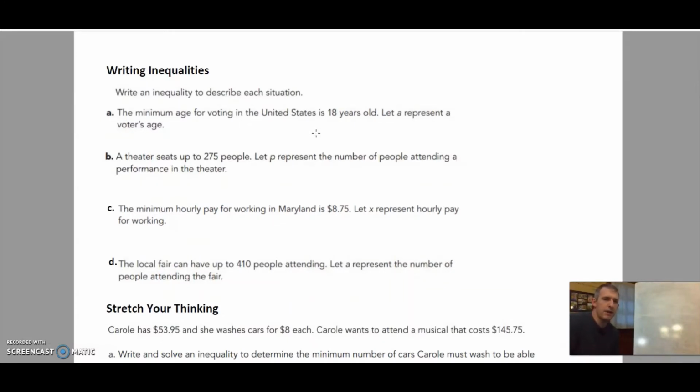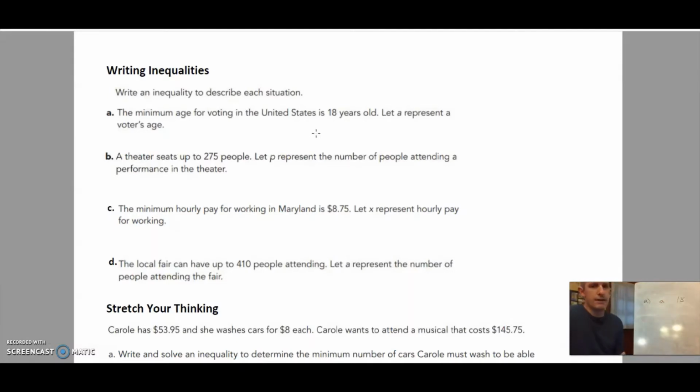Okay, the minimum age for voting in the United States is 18 years old. Let A represent a voter's age. So we know that we're going to have an A, and we're going to have the number 18. I'm thinking through why I knew that. Well, these are the two givens in the statement: the minimum age for voting in the United States is 18 years old, and A is a person's age.